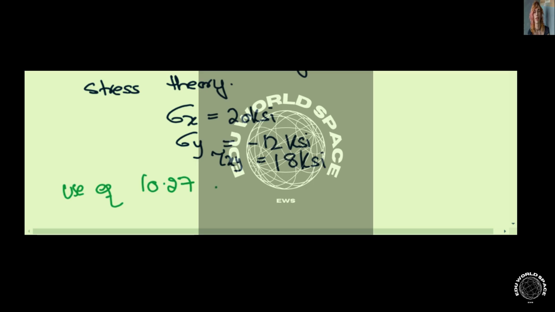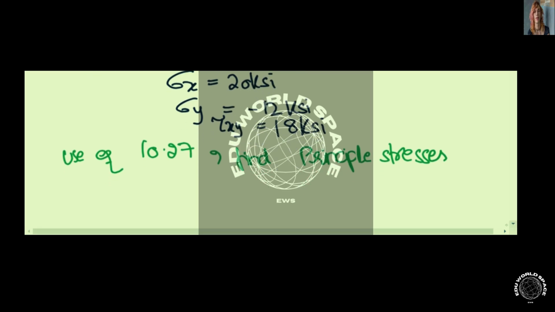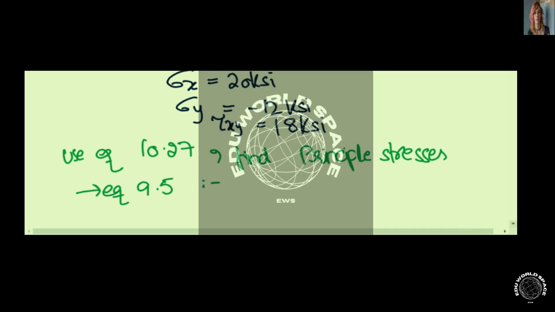For that, it means that we need to find the principal stresses, right? So that we can find the correct form. And for that, we are going to use equation 9.5, right? So let's start with the calculations.